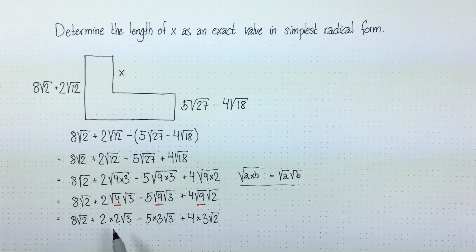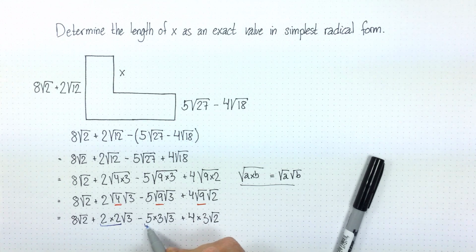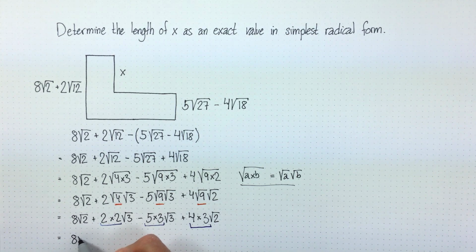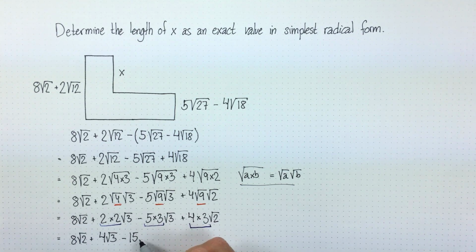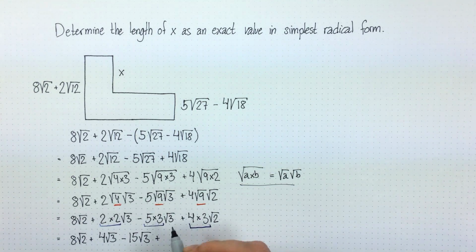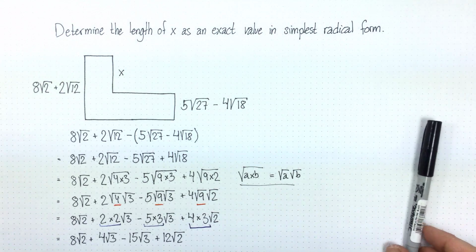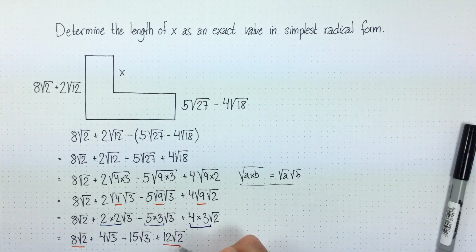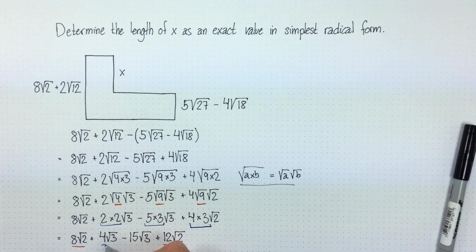And in the next step, what we can do is combine these terms together. So 2 times 2, 5 times 3, 4 times 3. So we would get 2 times 2 is 4 times the square root of 3. 5 times 3 is 15 times the square root of 3. And 4 times 3 is 12 times the square root of 2. And now if you take a look at these 4 terms, we notice that 2 of the terms have the same radicand. The radicand here is 2, the radicand here is 2. And the other 2 terms have a radicand of 3.